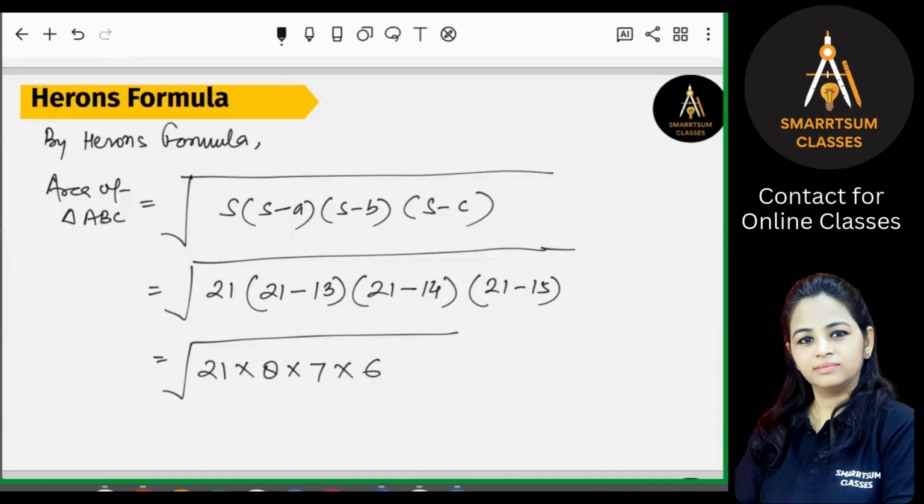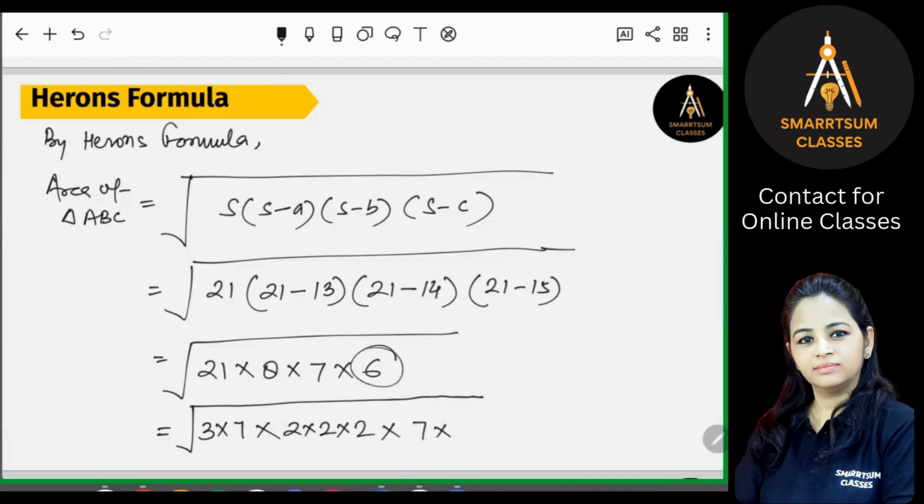Now, what we can do is, because here we have to find the square root, we can write each and every number inside the square root in the form of prime factorization. So 21 can be written as a product of prime numbers 3 into 7. Similarly, 8 can be written as 2 into 2 into 2. Then 7 is already a prime number, and 6 can be written as 2 into 3.